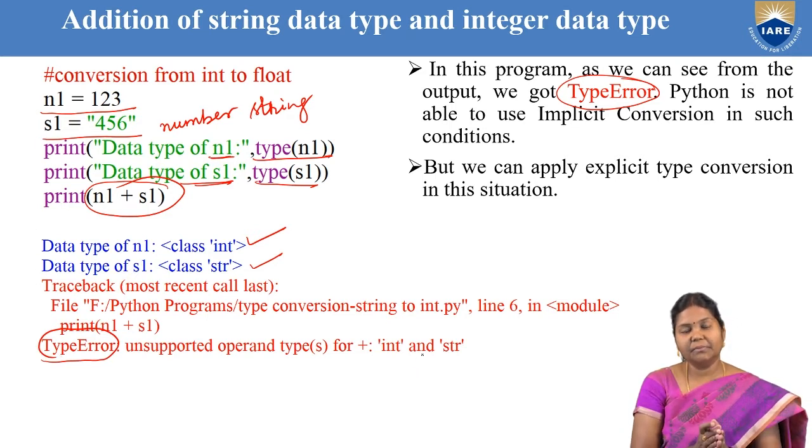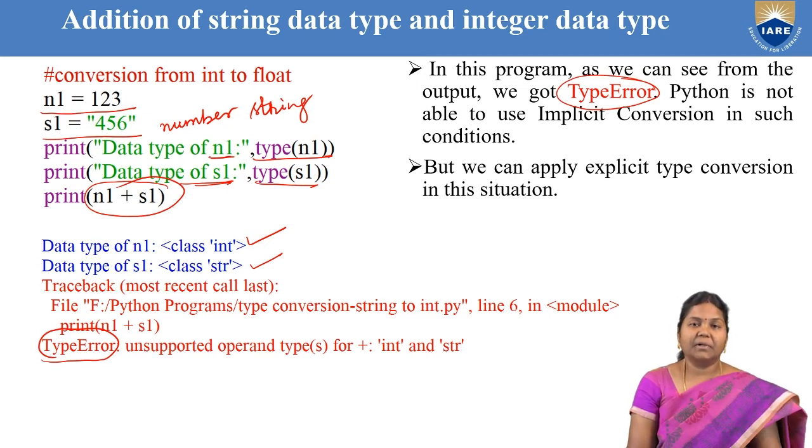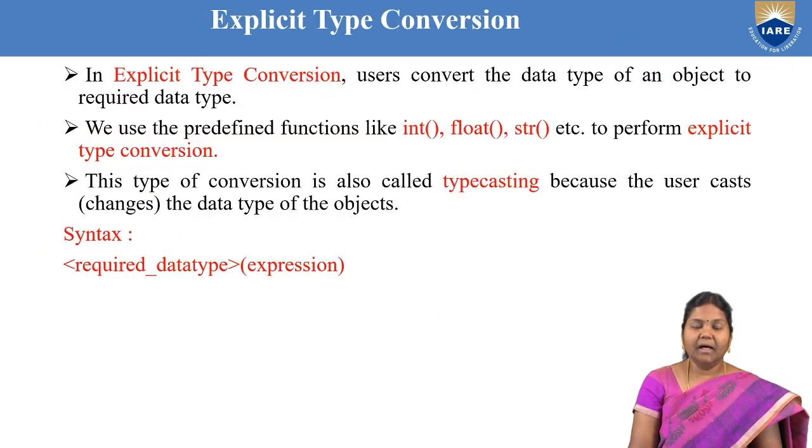So the two data types do not support conversion from one data type to another. That is a type error in Python. So in such cases, explicit type conversion is most preferred and it is applicable here. Now, let us see what explicit type conversion is.